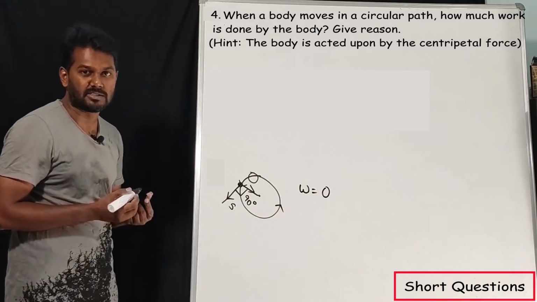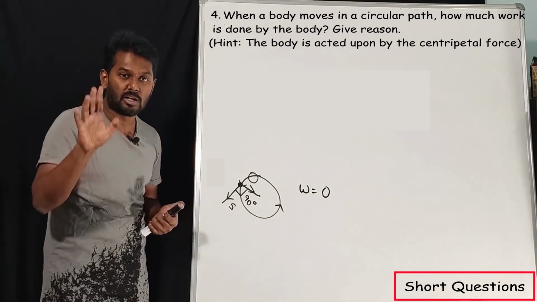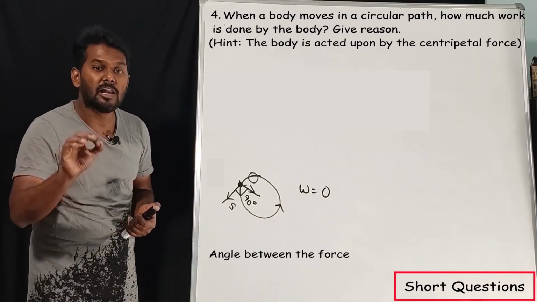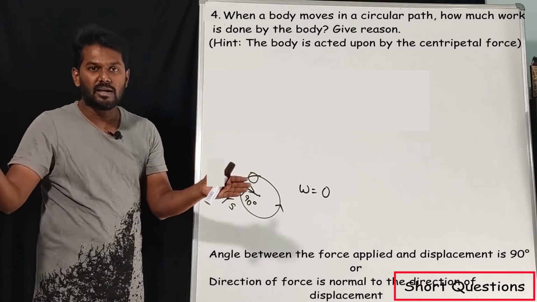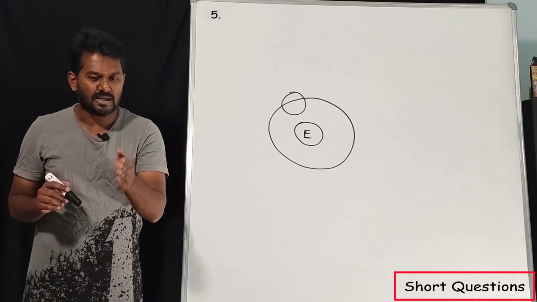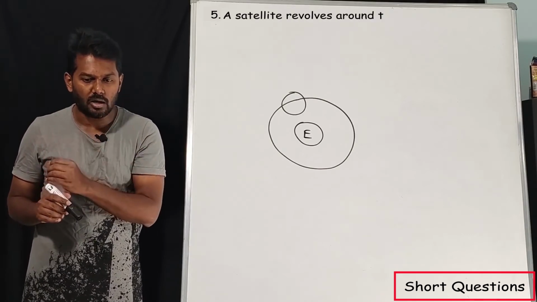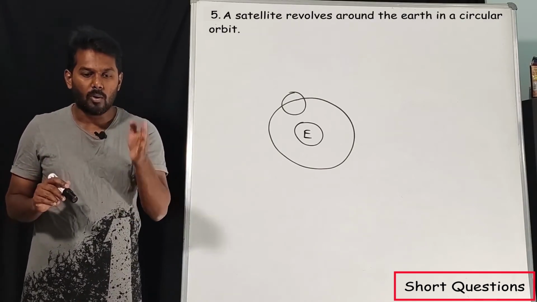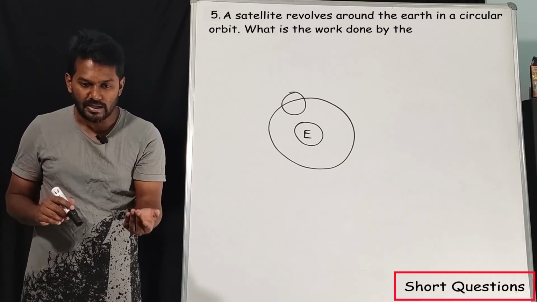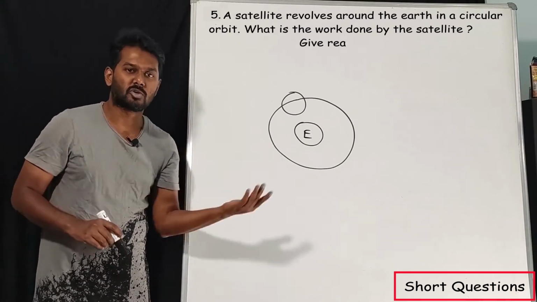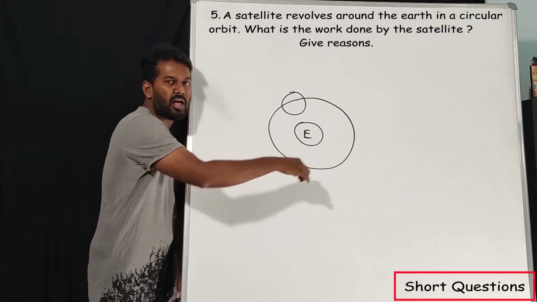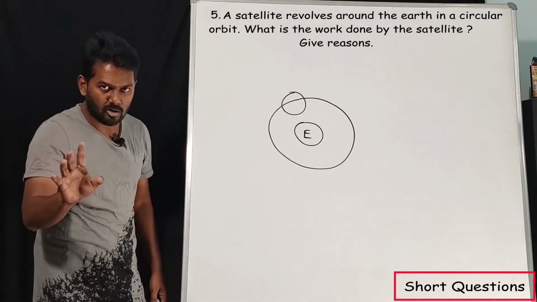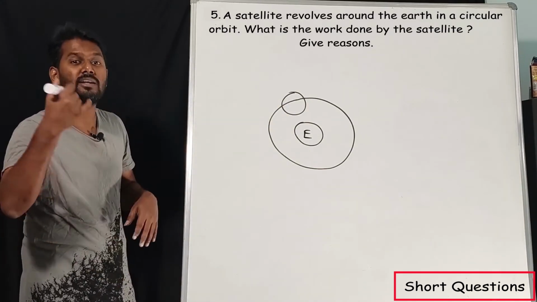Why? They are asking for the reason. Why is work done 0? The reason is the angle between the force applied and the displacement is 90 degrees. That's it. A satellite revolves around the earth in a circular orbit. What is the work done by the satellite? Give reason. In the previous question, we understood that whenever there is a circular path, work done will be 0.